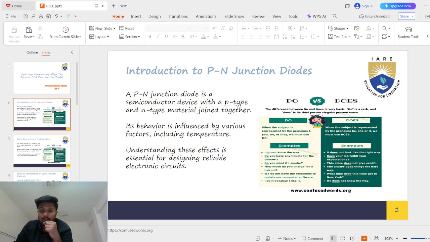This property makes diodes very useful in circuits for controlling the direction of current flow. So in simple terms, temperature changes how easily current flows through the diode. Understanding these effects helps engineers design circuits that work properly under different environmental conditions, ensuring reliability and safety.